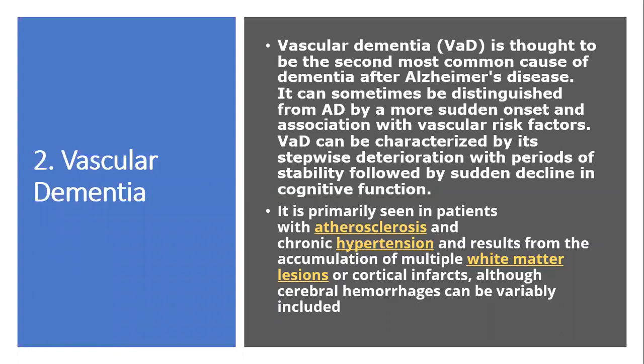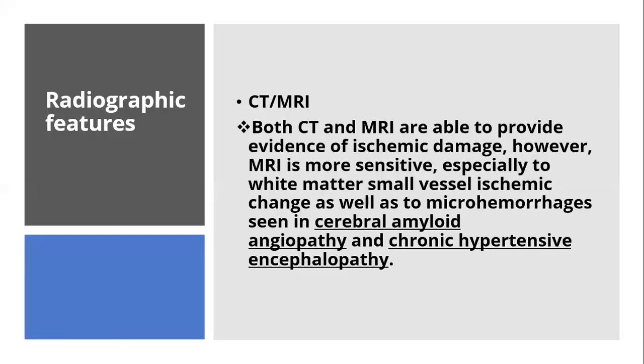It is primarily seen in patients with atherosclerosis and chronic hypertension and results from accumulation of multiple white matter lesions or cortical infarcts, although cerebral hemorrhage can be variably included. Radiographic features, CT and MRI. Both CT and MRI are able to provide evidence of ischemic damage. However, MRI is more sensitive, especially to white matter small vessel ischemic changes, as well as to microhemorrhage seen in cerebral amyloid angiopathy and chronic hypertensive encephalopathy.